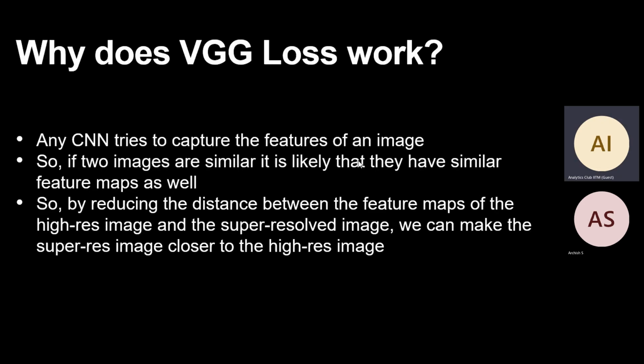So when you have two images that are similar in features themselves, obviously the feature maps of their VGG network would also be very similar, right? So by reducing the distance between their feature maps, you can say that you are also bringing their features before the VGG, the input features, to be very similar. Does that make sense?